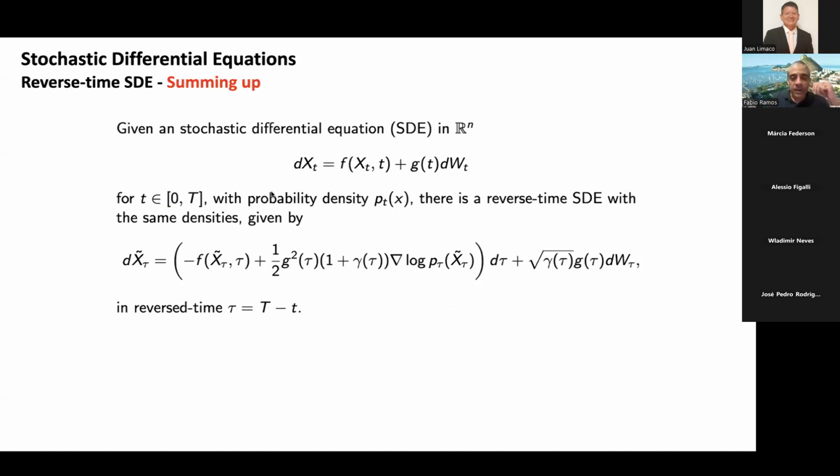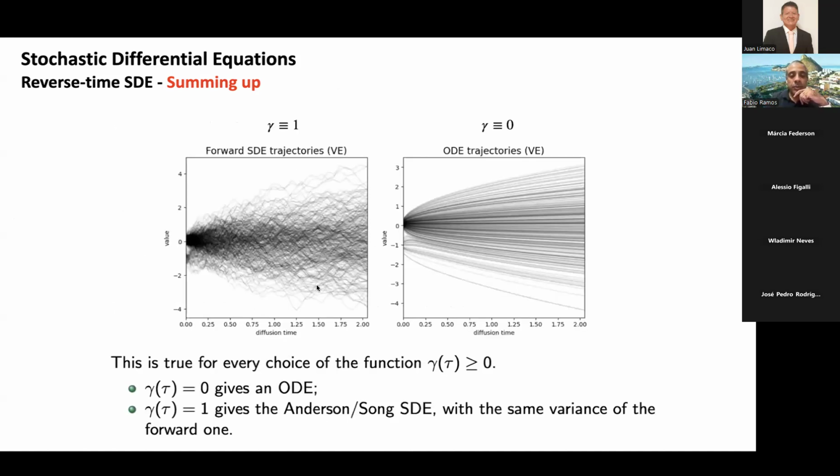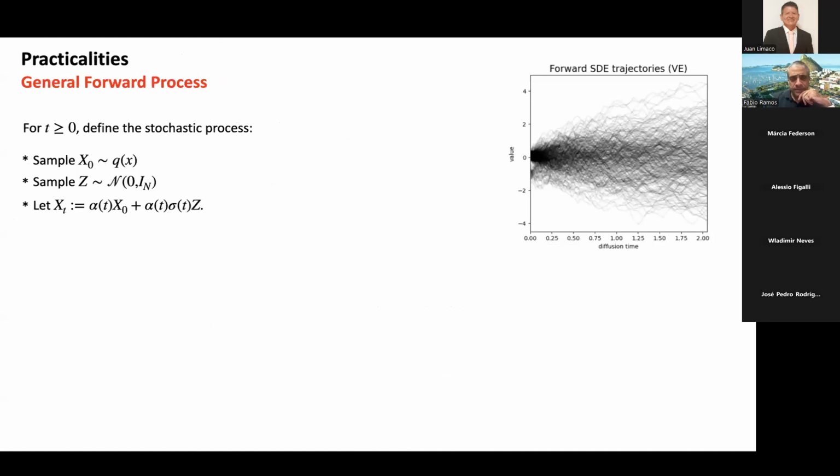Summing up, given a stochastic SDE, I have a reverse time SDE given by this expression, where I can mix a little bit of deterministic probability flow ODE and a bit of diffusion. In the limit, when gamma equals 0, it's ODE, and when gamma equals 1, it's SDE, right?